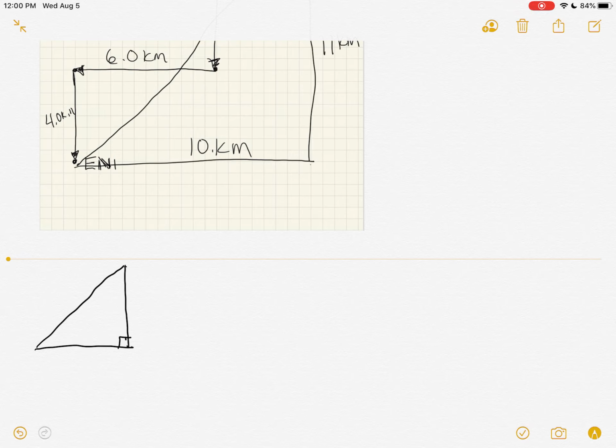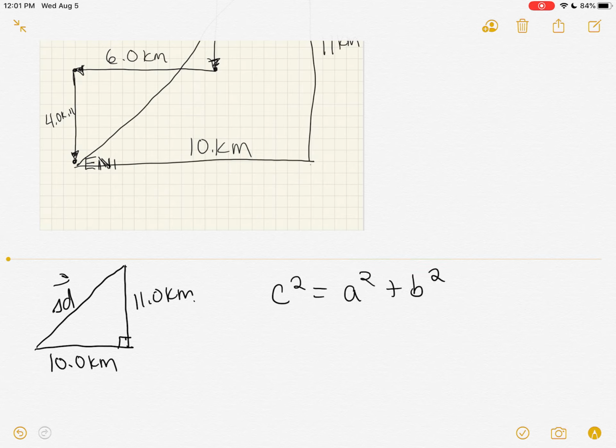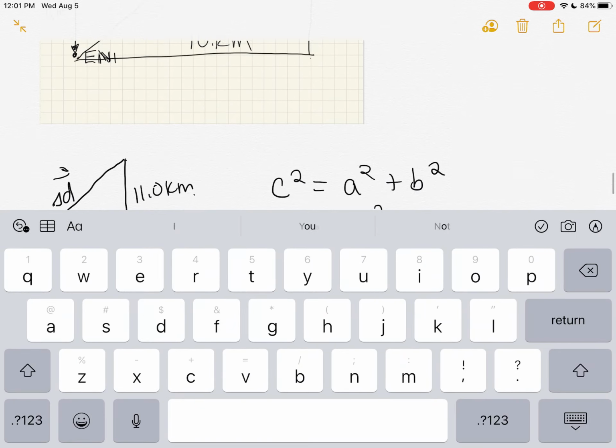So we know there's a nice right angle here. The hypotenuse is our displacement. And we know that the height is 11 kilometers and the base is 10 kilometers. In order for us to find the displacement, we're going to use the Pythagorean theorem. So c squared is equal to a squared plus b squared. So c squared is going to equal our a squared. We'll use 11.